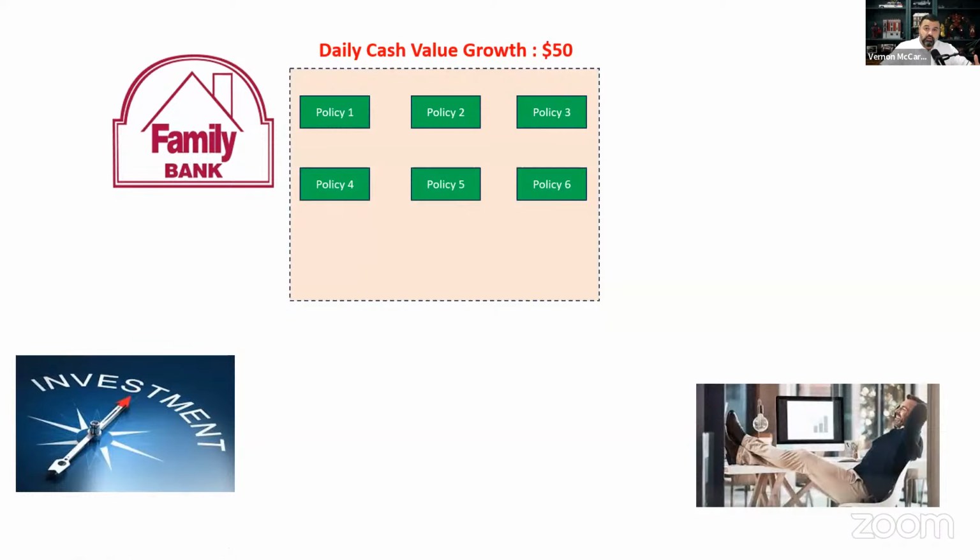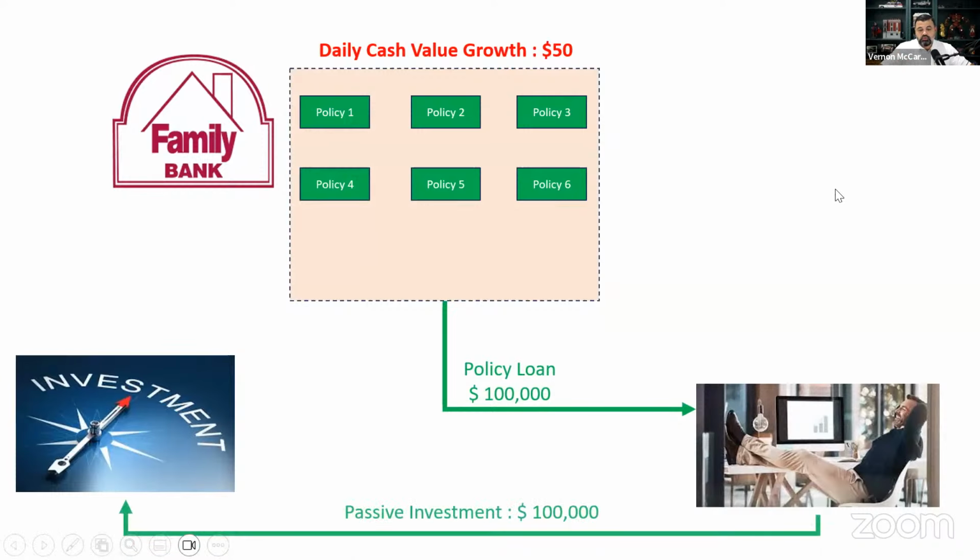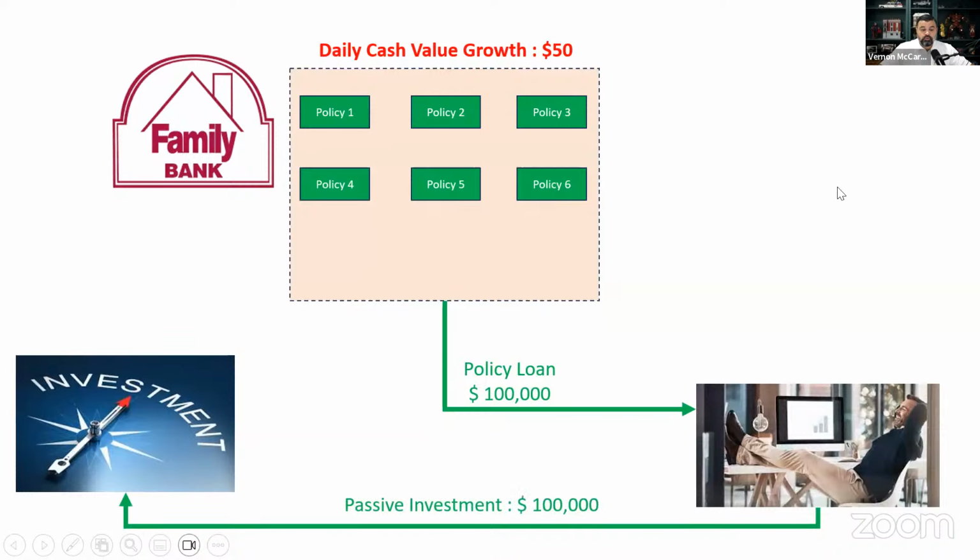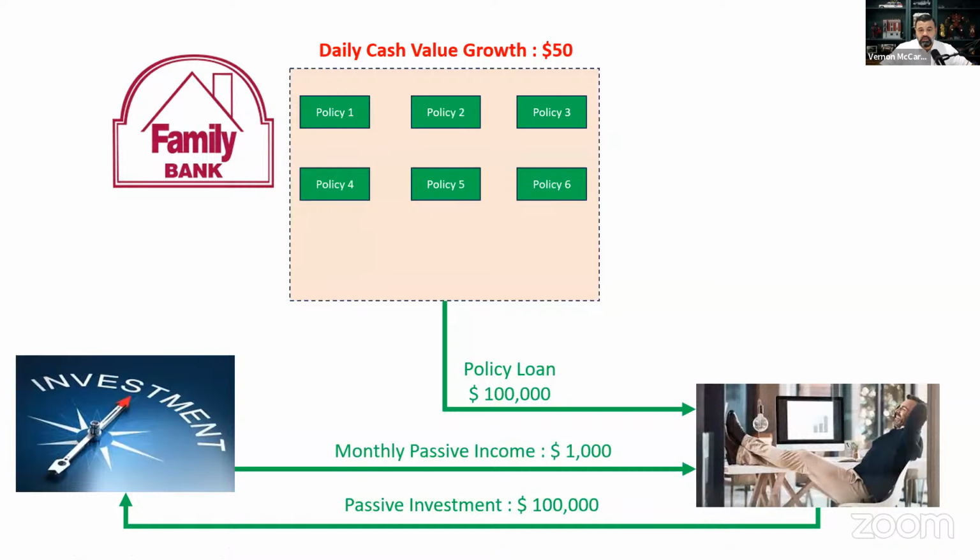The longer you contribute to the system, the more the cash flow is going to accumulate. So $50 a day is the growth. They borrow $100,000 from their policy system to finance the opportunity, right? So they put the $100,000 into the investment. And so what's coming back to them is $1,000 per month. And so this family, they should have bought more policies.